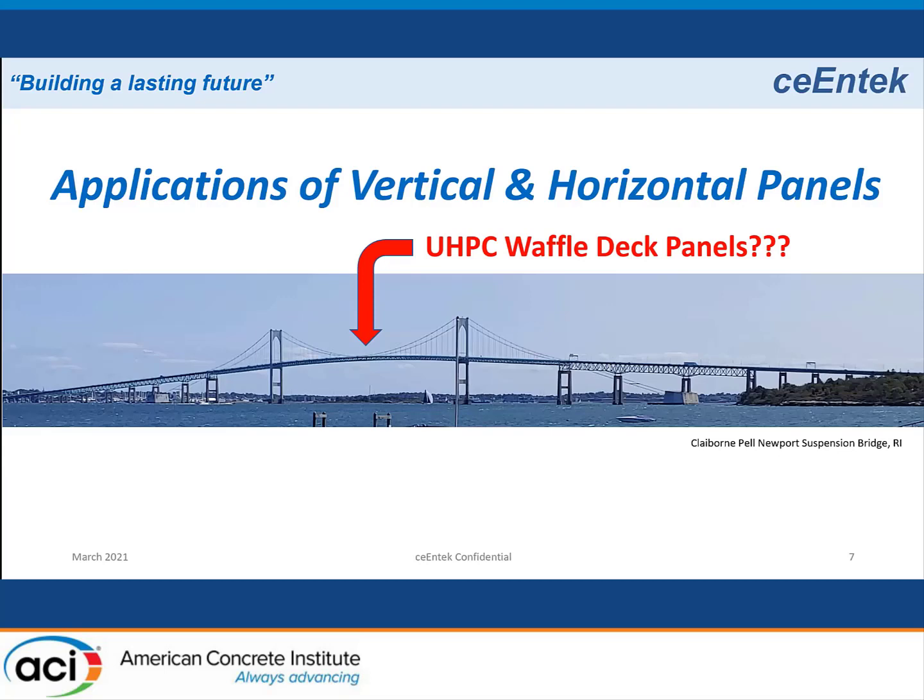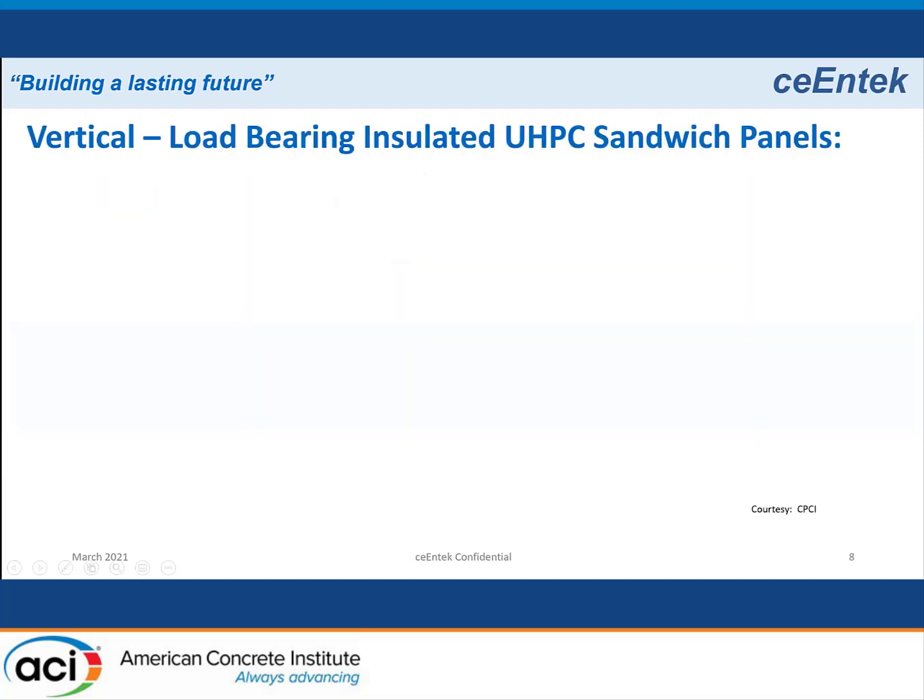Because suspension bridges flex, there's a lot of torsion, a lot of movement due to wind and truck traffic because they're quite flexible. They need a deck that has some flexibility, some ductility. And so UHPC is a good solution. And so we'll circle back on this as we come towards the end of the presentation. So I want to first start with load-bearing insulated UHPC sandwich panels.